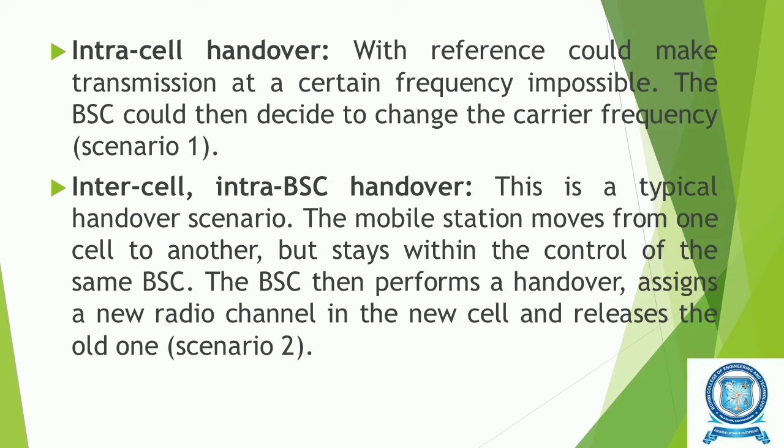Considering the inter-cell intra-BSC handover, that is the base station controller handover, this is a typical handover scenario where the mobile station moves from one cell to another but stays within the control of the same base station controller. This BSC then performs a handover and assigns a new radio channel in the new cell and releases the old one, which is shown in scenario 2. These are the first two scenarios, explained as intra-cell handover and inter-cell intra-BSC handover.